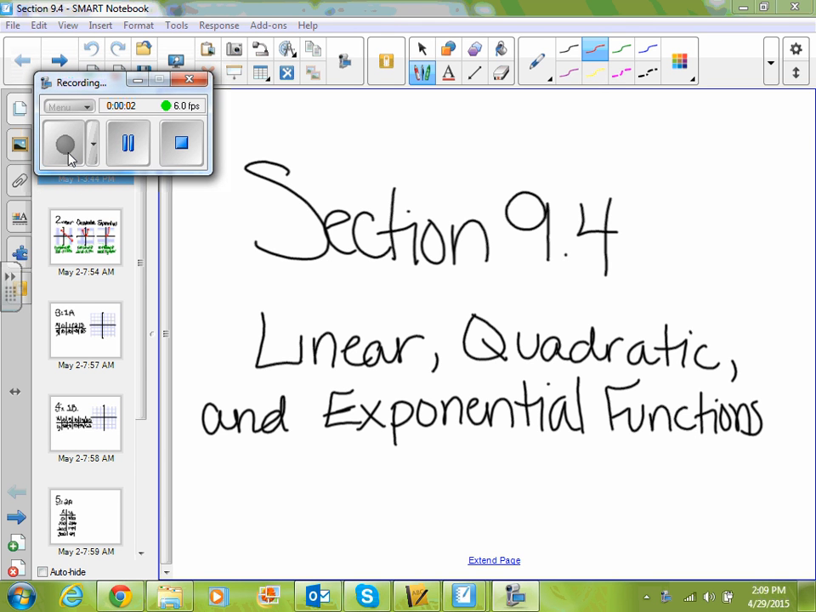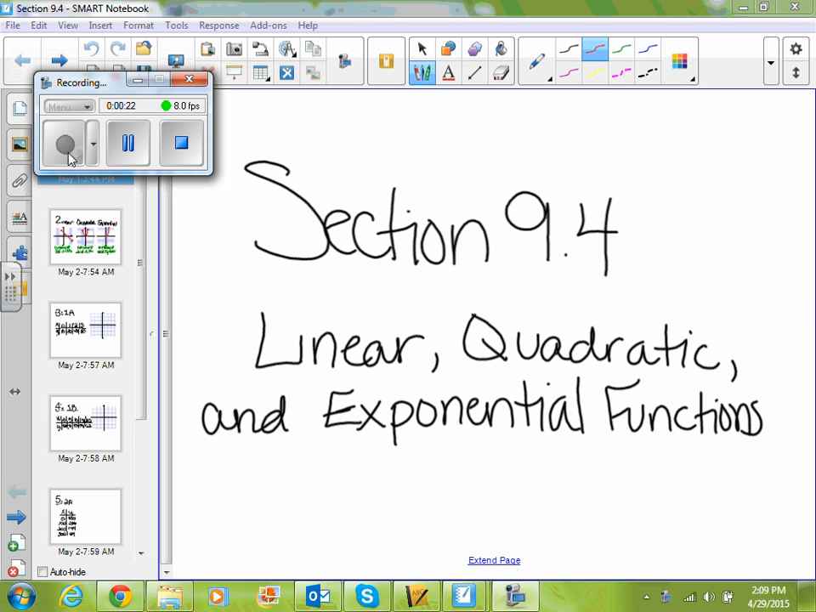Alright, so 9.4 looks at linear, quadratic, and exponential functions. Those are the three types of functions that we've learned this year, so we're going to start reviewing. So, what does it mean to be a linear function? Who remembers? It's a line. It's a straight line. Okay, so to be a linear function, it has to be a straight line.